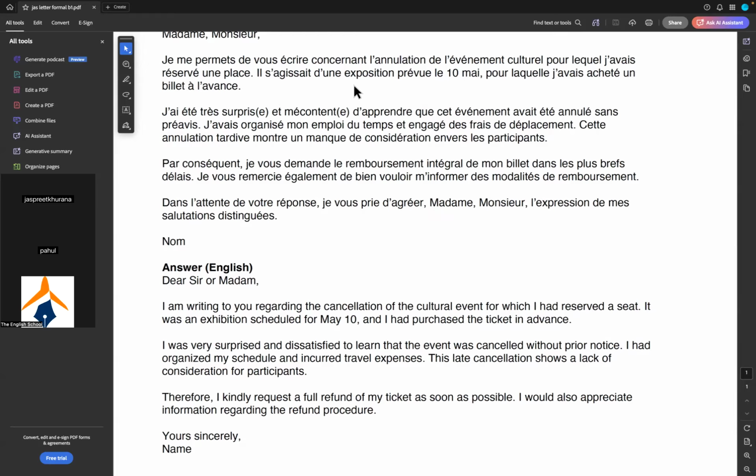Il s'agissait d'une exposition prévue le 10 mai. Okay, that means it was an exhibition scheduled for May 10th. Pour laquelle j'avais acheté un billet à l'avance, for which I had purchased a ticket in advance.